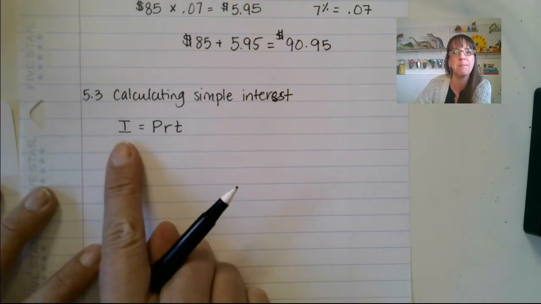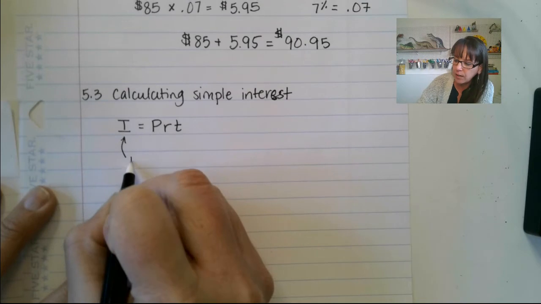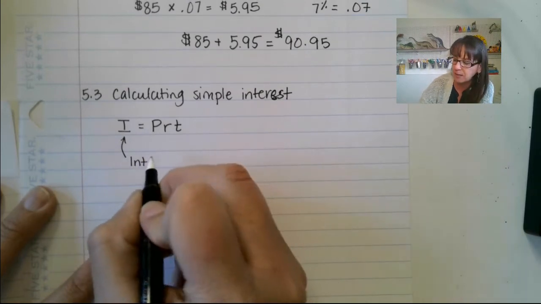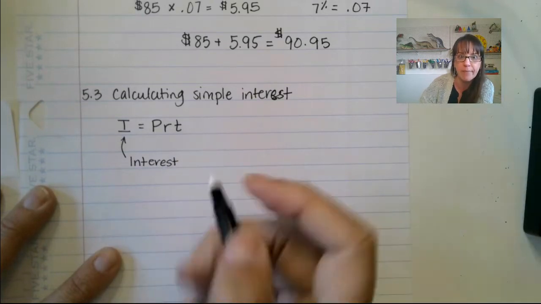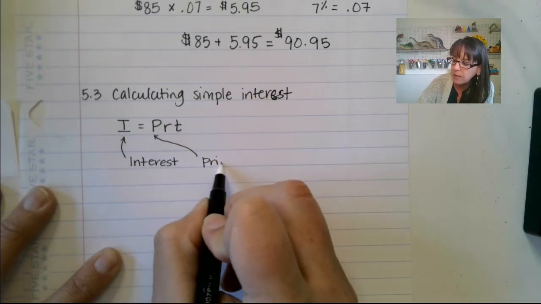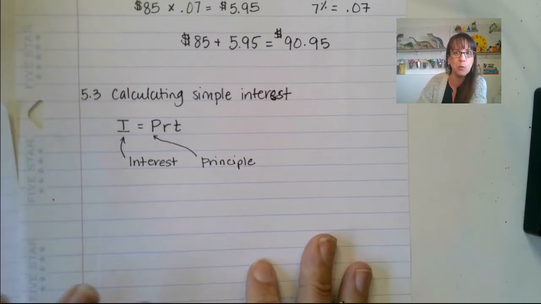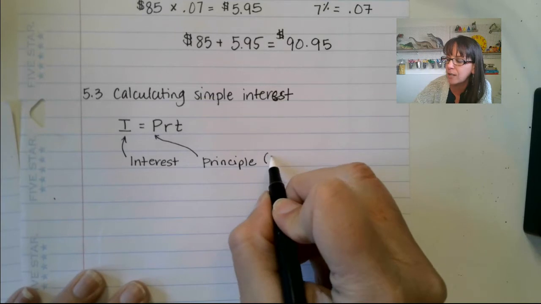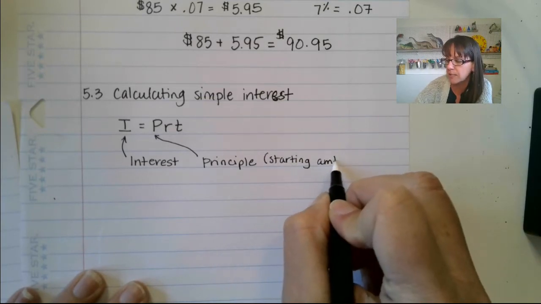This is our formula, I equals PRT, and this stands for our interest. Again, make sure you're writing this down. Interest. Let's make sure I'm spelling correctly. All right, our P is going to be our principal amount. This isn't like your principal at your school. This is the principal amount. This is your starting amount. So principal or starting amount, we can call it the same thing.